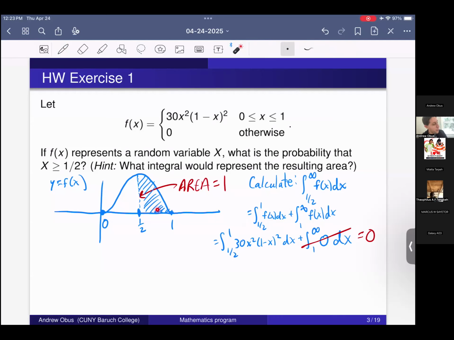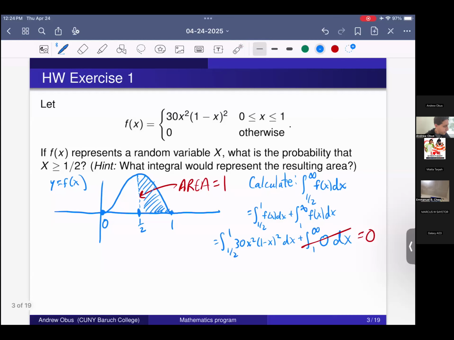And it looks like from the picture that the answer should be 1/2, right? If the total area under this curve is 1, then the area to the right of 1/2, it looks kind of symmetric, right? So we'd expect half of the area to be over here. So let's compute this and see if we actually get 1/2 the area.